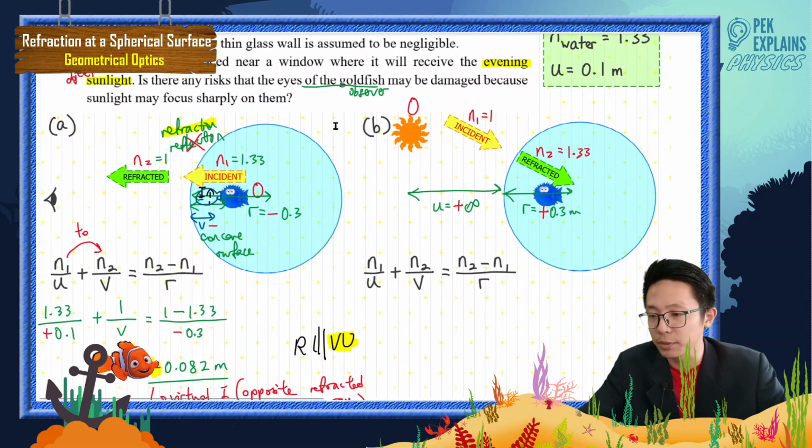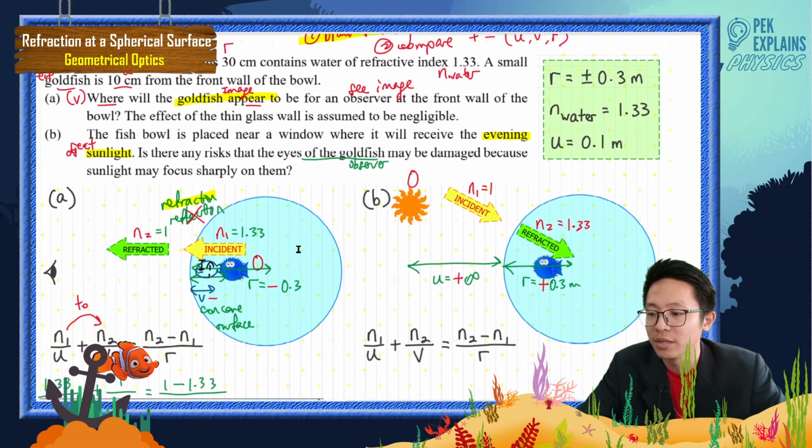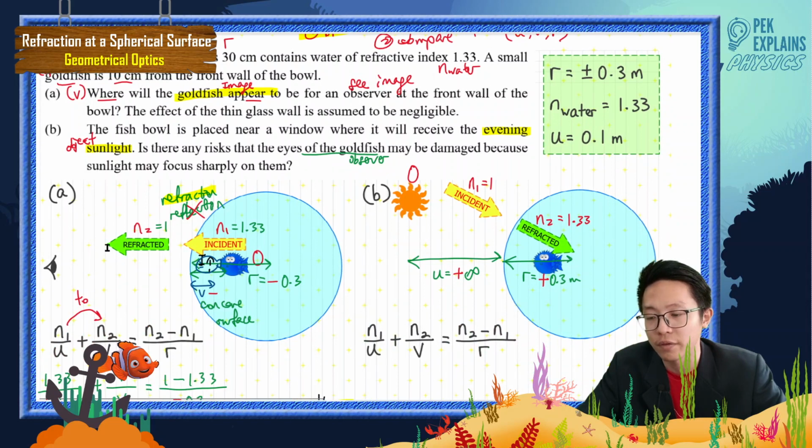Do you see a difference between part A and part B? In part A, my radius is negative. In part B, my radius is positive. Why like that? Part A is still the same surface, but the same surface can be negative or positive. It all depends on where the refracted ray is. That's why I need to draw the incident ray and refracted ray first. You must always draw them first.